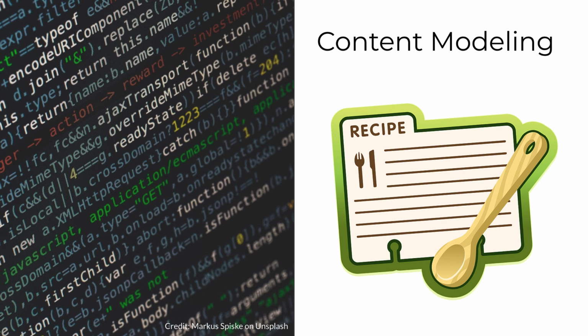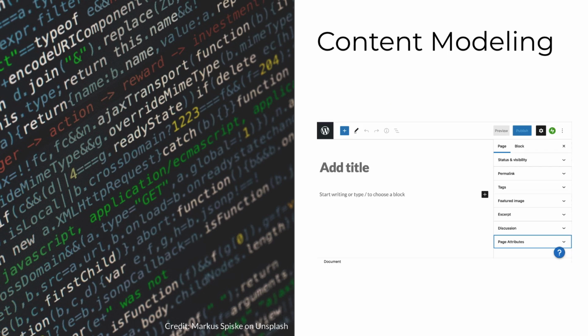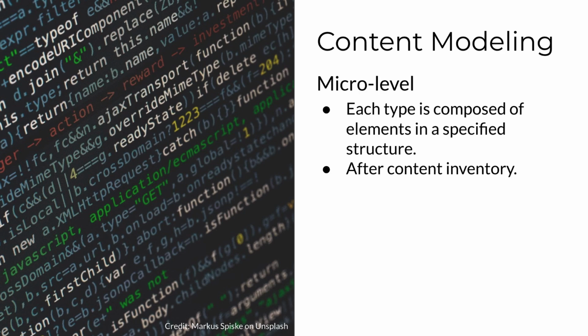CMSs differ greatly. All operate with a micro-content model, even if it isn't explicitly mentioned. Many, if not most, do not truly support reuse and multi-channel publishing because they're page-based rather than component-based systems. All right, so content models provide detail about content. At the micro level, each content type is modeled or composed of elements within a defined structure.